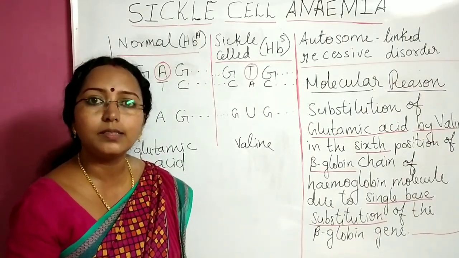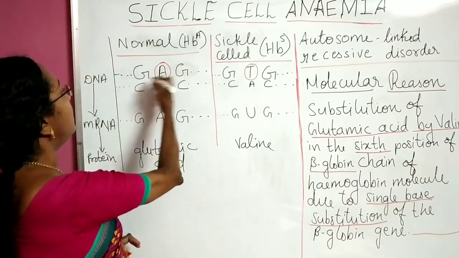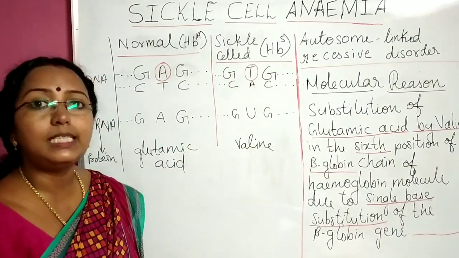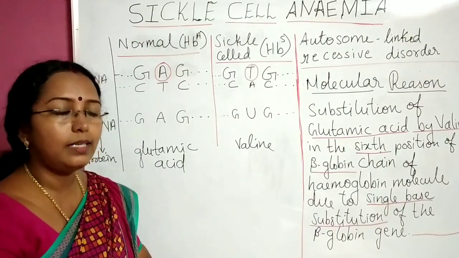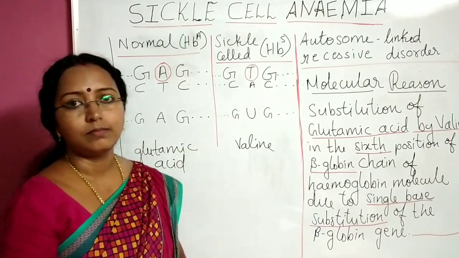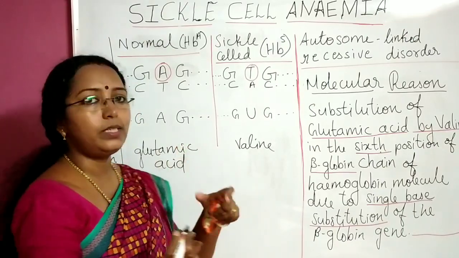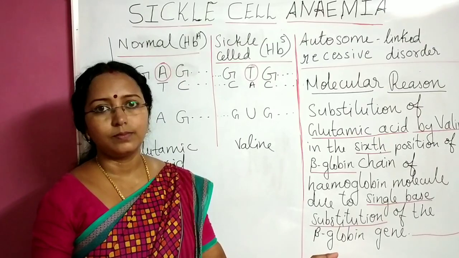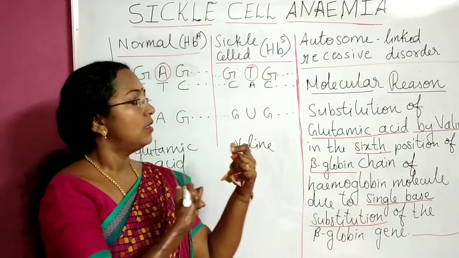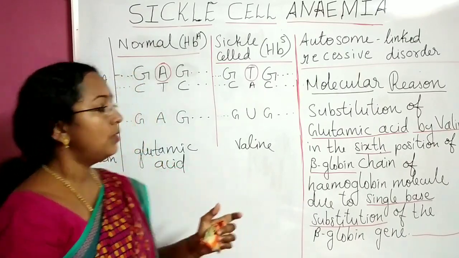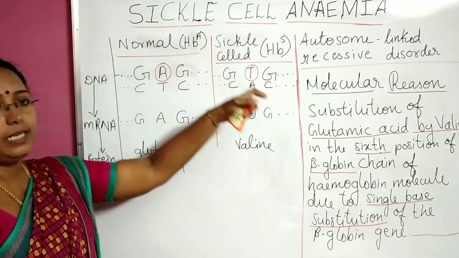So this is the molecular reason behind sickle cell anemia. What is the molecular reason? Simple. In DNA, instead of GAG, it is replaced by GTG. Or in mRNA, the message is carried as GAG, and that is normal. GUG, that is abnormal. The GAG becomes GUG. Normal cell will become sickle shaped. So now the term sickle cell anemia.